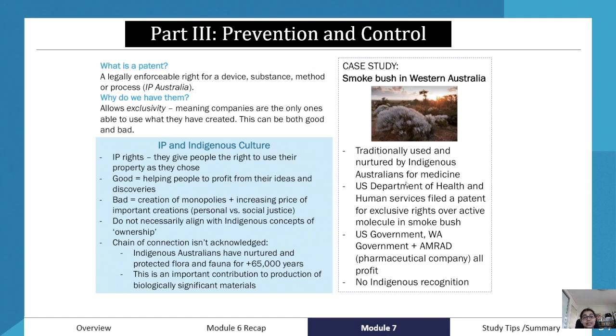And so IP and Indigenous culture, how does that play into bush medicine and Indigenous medicine, as we've talked about? IP rights give people the right to use their property as they choose. The good thing here is that it's helping people to profit from their ideas. If someone else uses your idea, they have to pay you for it. The bad is that it leads to the creation of monopolies and increasing prices of important creations. This happens a lot in the pharmaceutical industry, where they patent specific drugs and antivirals, and they make money from that patent because no one else can produce that. Only they can produce those popular drugs.